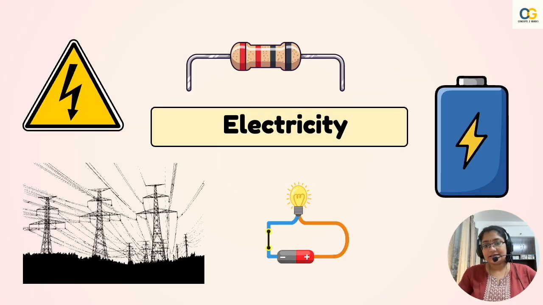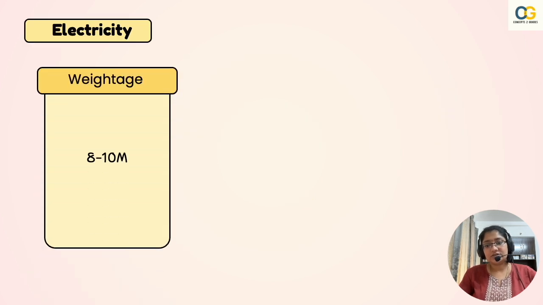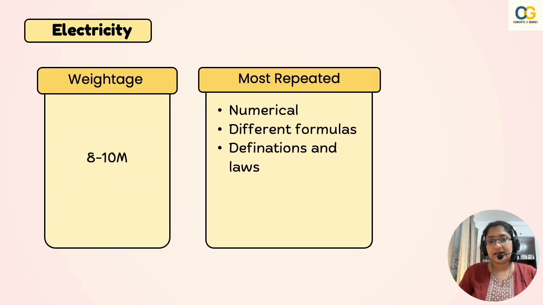Coming to the next chapter that we have, which is electricity. Here again, this is a formula-intensive chapter where there will be numericals, so it is worth 8 to 10 marks, and there are different definitions and laws that you need to remember for this chapter.